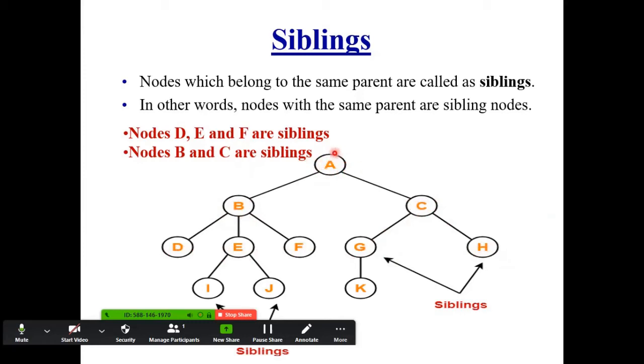Let us come to the root node. Node A is a parent of what? B and C. So B and C are what? Siblings. I mean B and C have the same parent, that is node A.